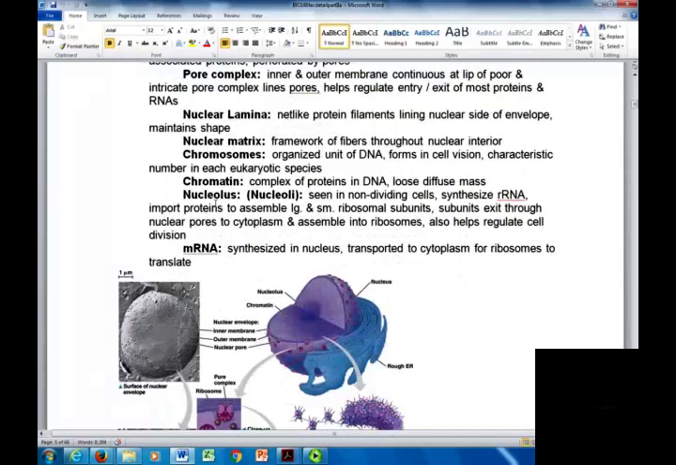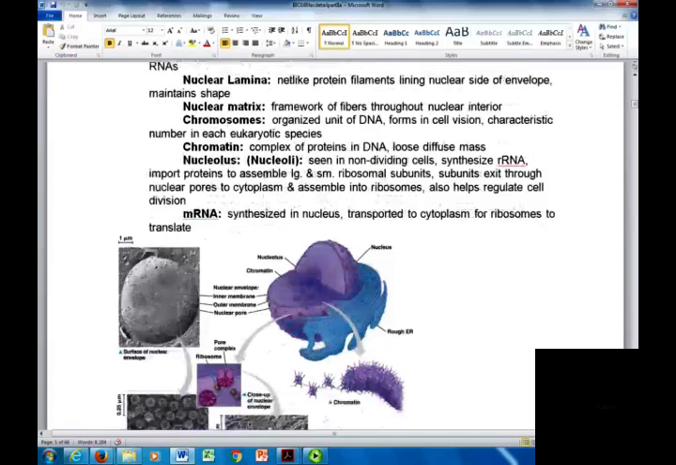Your chromosomes are the organized units of DNA. These are going to be what you form during cell division. There is a characteristic number of these in each eukaryotic species. Just as a side note, more chromosomes does not necessarily mean a more advanced species. Humans have a diploid number of 46, but there are ferns and unicellular species that have much greater numbers of chromosomes than we do. So chromatin, this is the complex of the proteins and the DNA in a loose diffuse mass. This is how it will be most of the time when it's not formed into a chromosome. This way the enzymes are able to get in and access the DNA.